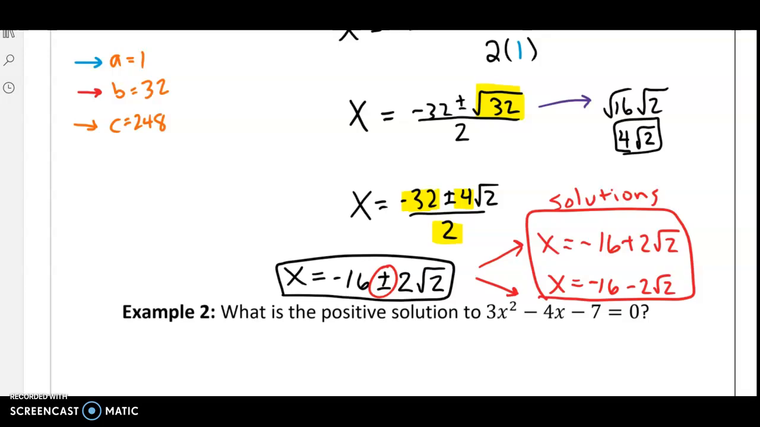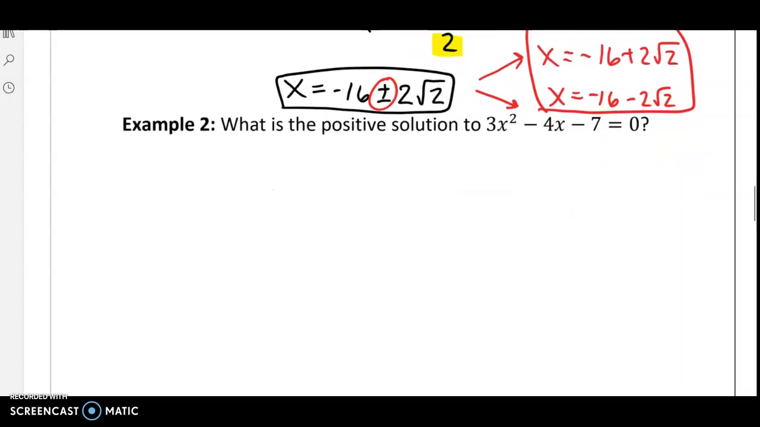All right, let's try another one. This one says specifically what is the positive solution. So keep that in mind while we're working. So our A value is 3. Our B value is negative 4. Very important that you include the negative. And our C value is negative 7.